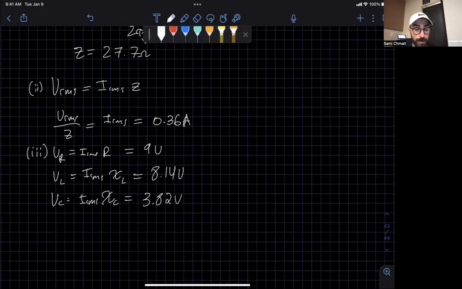Okay, so what's my process here? You find the impedance, you determine the RMS value of the current through the circuit, and then you find the RMS voltage across each of the circuit elements.